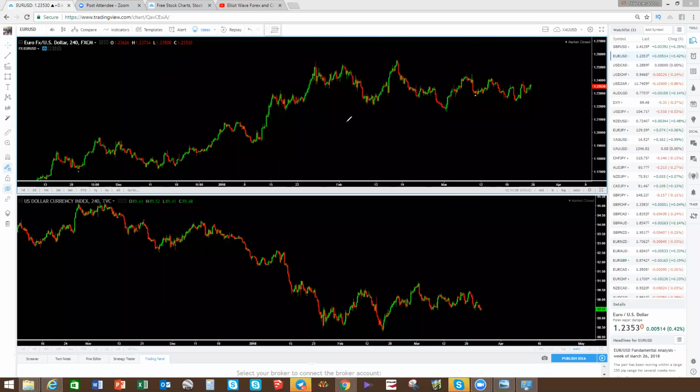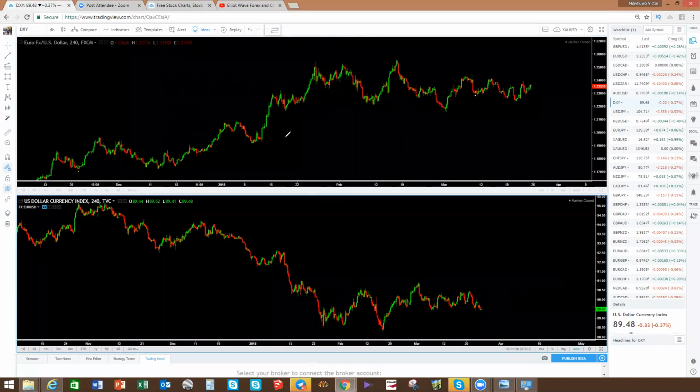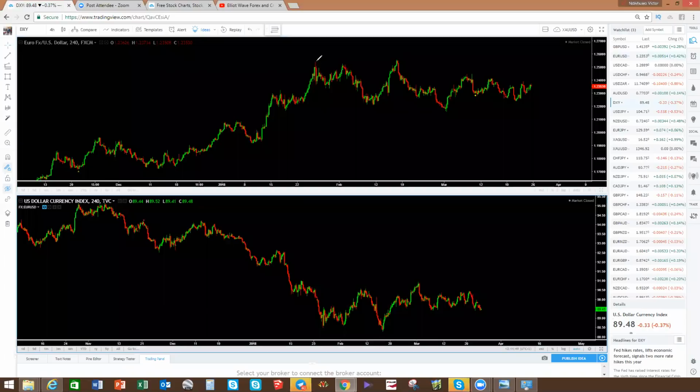All right, so as always, let's start with Euro US dollar and the dollar index correlation. I'm going to go through the correlation, and from there I'm going to go into Euro US dollar itself. So here I've got the correlation between the two pairs, and it's on the 4-hour chart. That's what's on the screen right now.